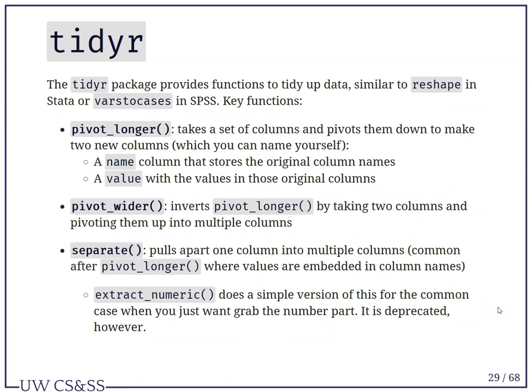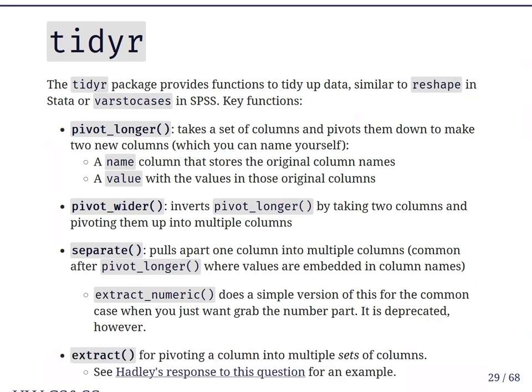There's also extract_numeric. This does a simple version of this for the common case where you want to grab just the number part of some information. It is deprecated, however, and I wanted to bring it up because I think extract_numeric is really great. But now that it's deprecated, it's not going to get any more support from the people who make the tidyverse. Instead, there's a function called parse_number in the readr package that does a very similar thing, but instead of separating the columns, it just extracts the number and pastes it into a new column. Again, we'll get there.